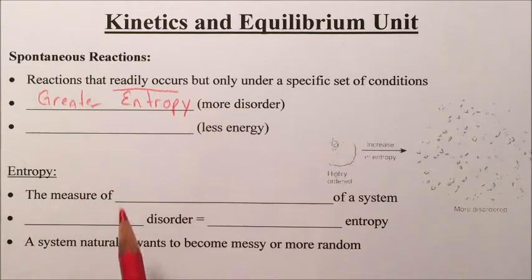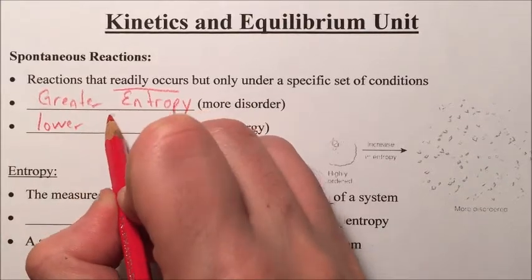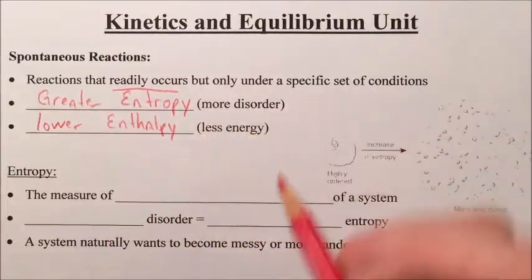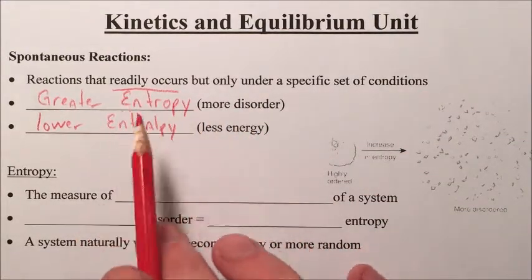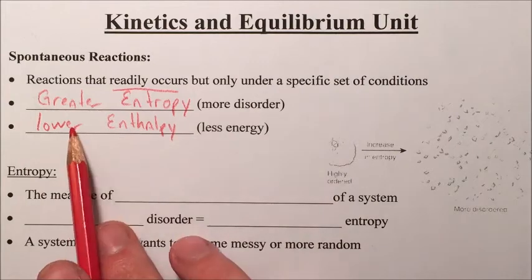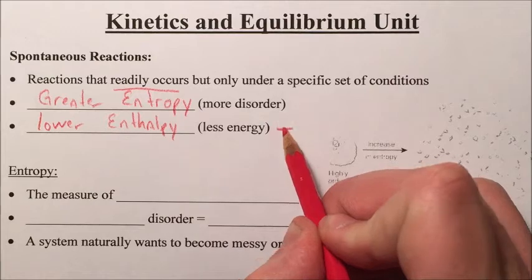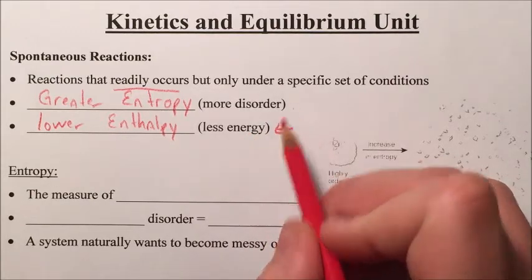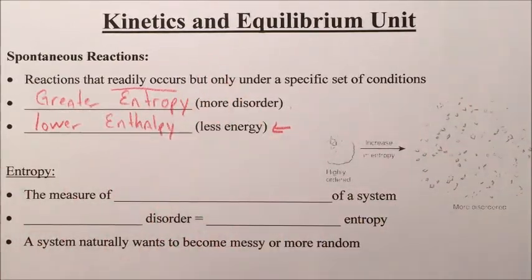The second thing is going to be lower enthalpy. Okay, so the two things that we need for a reaction to readily occur, okay, is having greater entropy and lower enthalpy. Again, this is what we're going to be doing in a couple of days. This is what we're going to be focusing on today. In order to give us an introduction to entropy, let's watch this short clip.